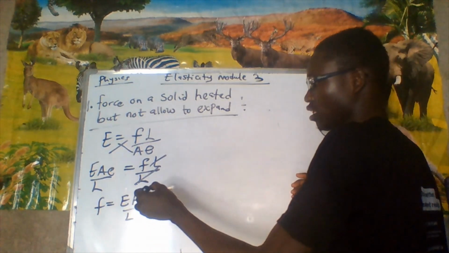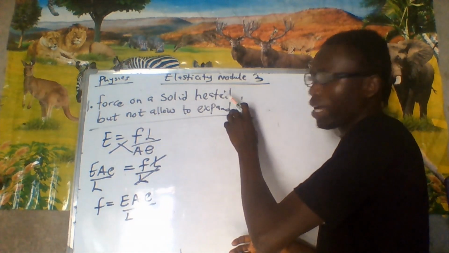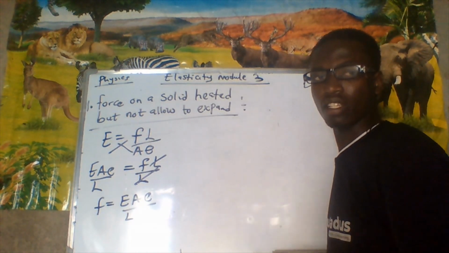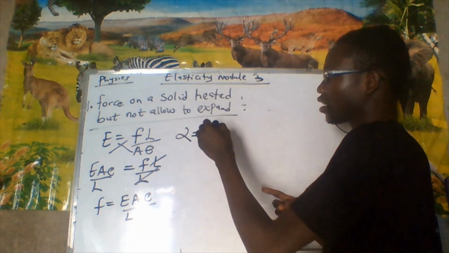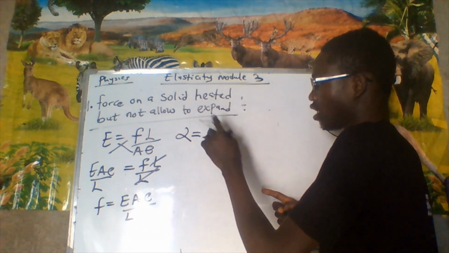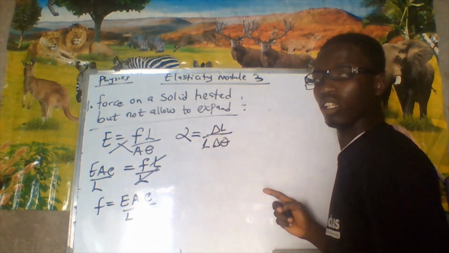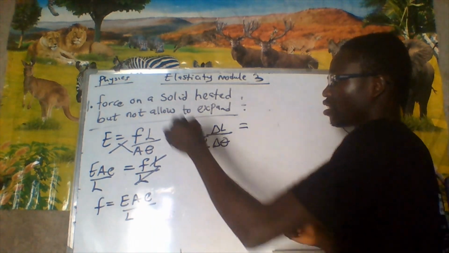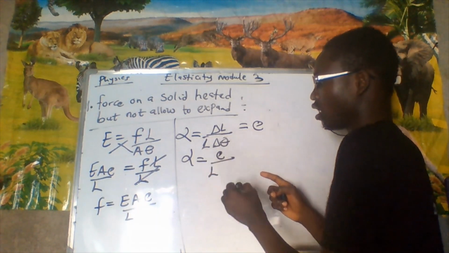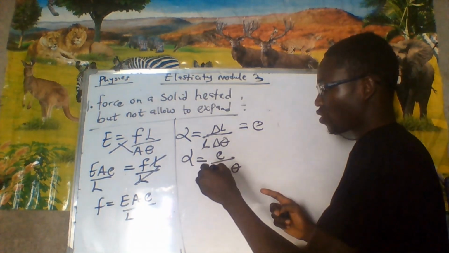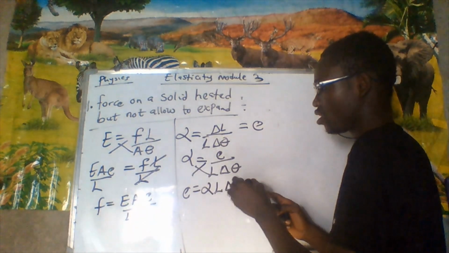But don't forget, we are talking about a solid heated but not allowed to expand. This word expand brings in expansivity. In the formula of expansivity, we have change in length all over L, change in theta. And change in length under elasticity is an extension. So that will be extension over length times change in theta. If you cross multiply, extension will now equal expansivity times length times change in theta.